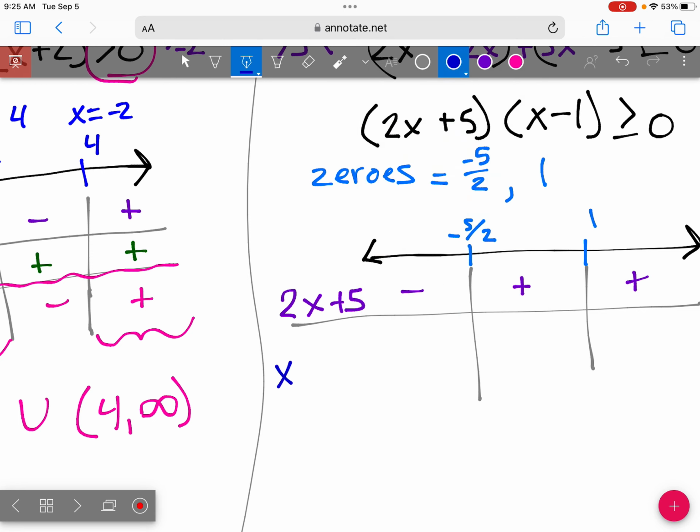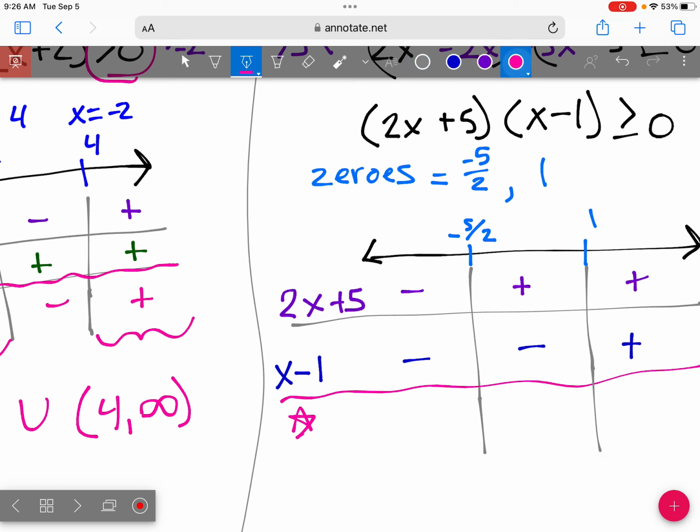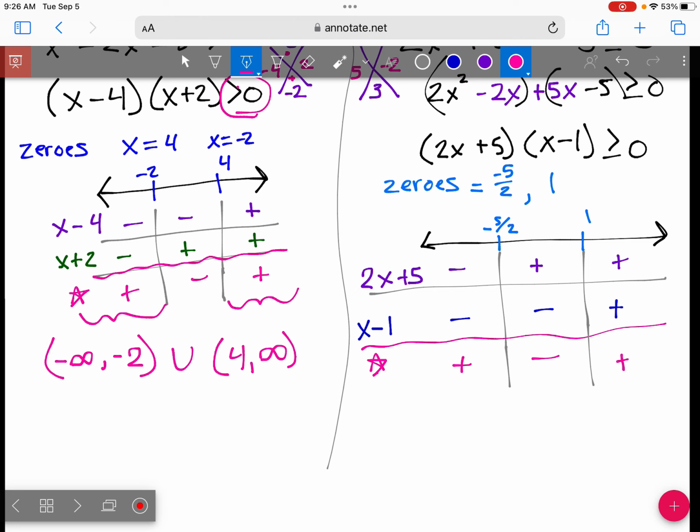Then we'll do our other term, x minus 1. Something smaller than negative 5/2: are we going to be positive or negative? Negative. Between negative 5/2 and 1? Negative. Bigger than 1? Positive. So when we look at our product, positive or negative? Positive. What's our goal? Are we looking for positive or negative? We're looking for positive. This needs to be bigger than 0.